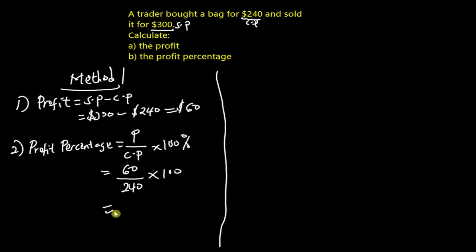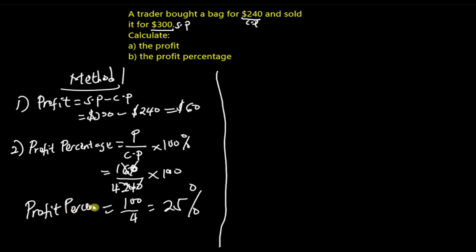Now this one you can type it in the calculator and get your answer, but here let's simplify. See, 0 can cancel 0, 6 goes into 60 one time and goes into 240, 4 times. So now we have 100 over 4, and 100 over 4 is 25. So don't forget to bring the percentage sign. So the profit percentage is 25%.